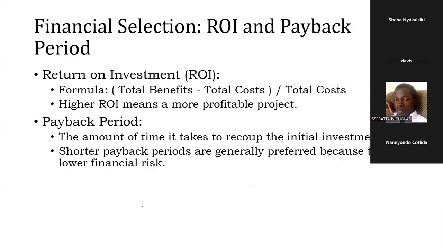Financial selection. You have return on investment, ROI, then you have payback period. So return on investment, take an example. I planted coffee last season and this season. There's a cost implication. I had to buy seedlings. I went into the cost of preparing the ground, planting, and so on, that labor cost. Then I am going to have to do maintenance costs.